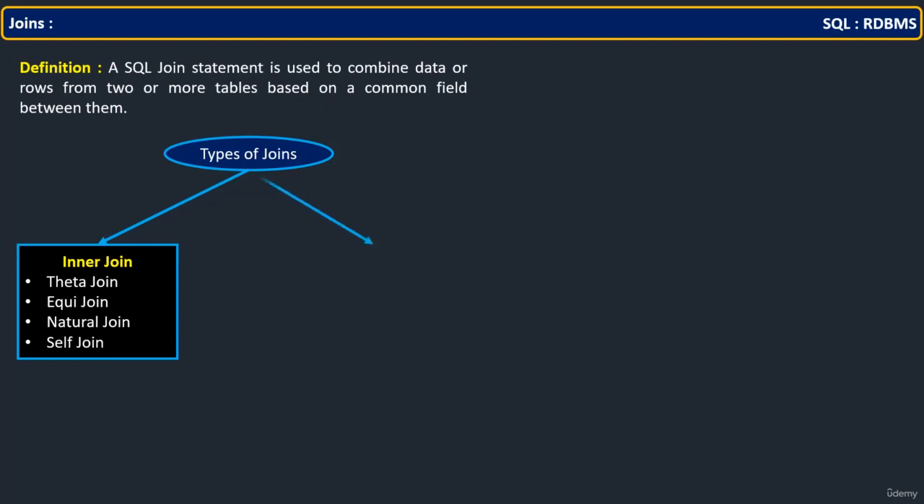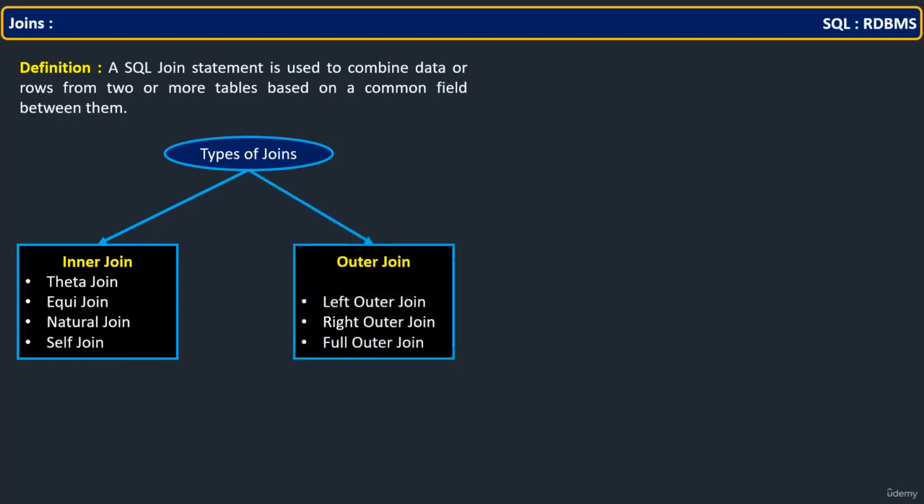Then another one is outer join, opposite to inner join. We have left outer join, right outer join, full outer join. So these are the three types of outer joins. One is inner join and another one is outer join. Now, to have a better understanding, let us first see a concept called cross join.